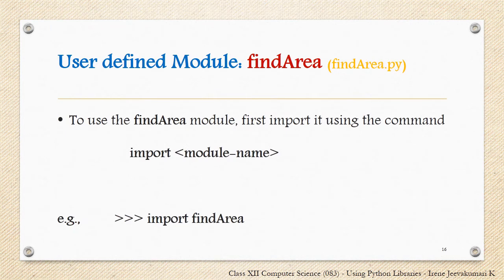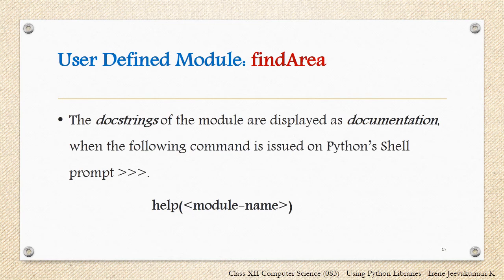To use a user-defined module findArea, first it must be imported using the command import module name. The module name is the same as the file name without the .py extension. That's why the findArea module is imported as import findArea. The docstrings of the module are displayed as documentation when the following command is issued on the Python shell prompt: help(module name).